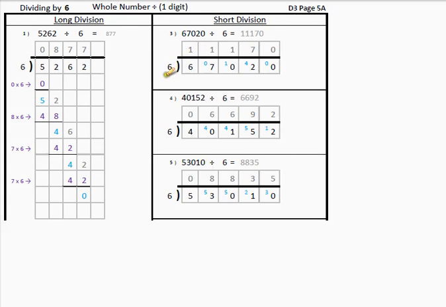6 in 6 once, there's no remainder. 6 in 7 once, there's 1 remainder. 6 in 10 once, there's 4 remaining. 6 in 42, 7, no remaining. And 6 in 0, 0. That 0 is very important, don't miss it out. Okay, always write neatly in a column like this. This is why we practice on this grid. Okay, pause the video to check further.